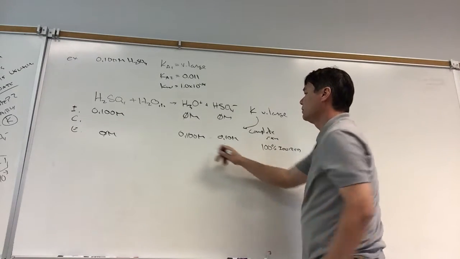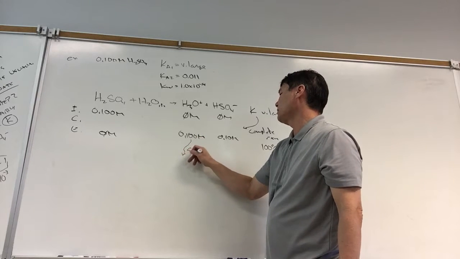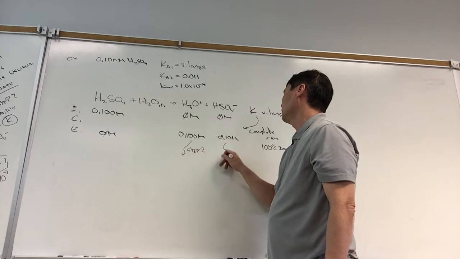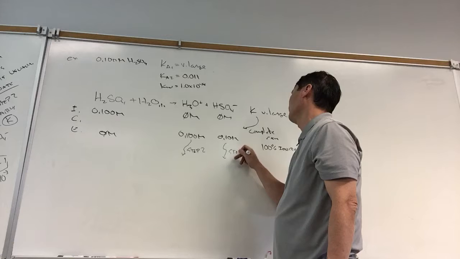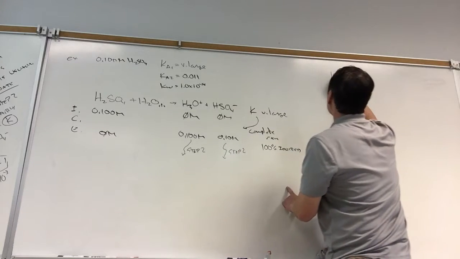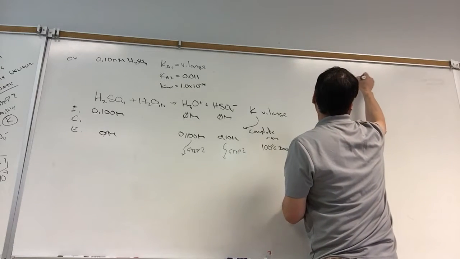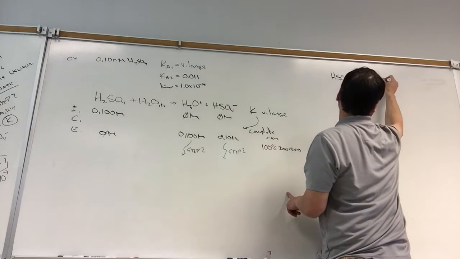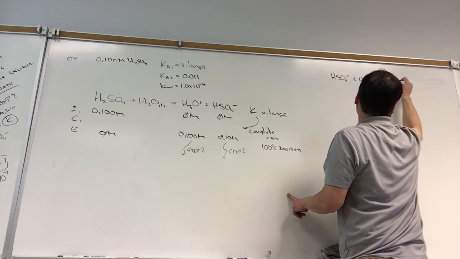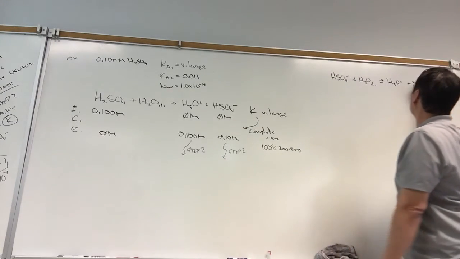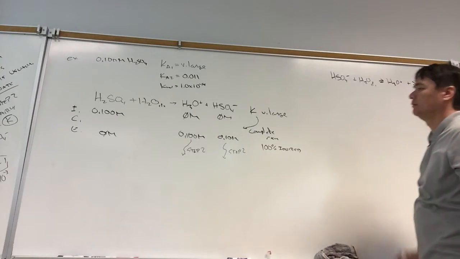All right, so what we're going to do is carry this down into step 2. So we're going to have HSO4 minus plus H2O liquid. This is going to give us hydronium plus sulfate.